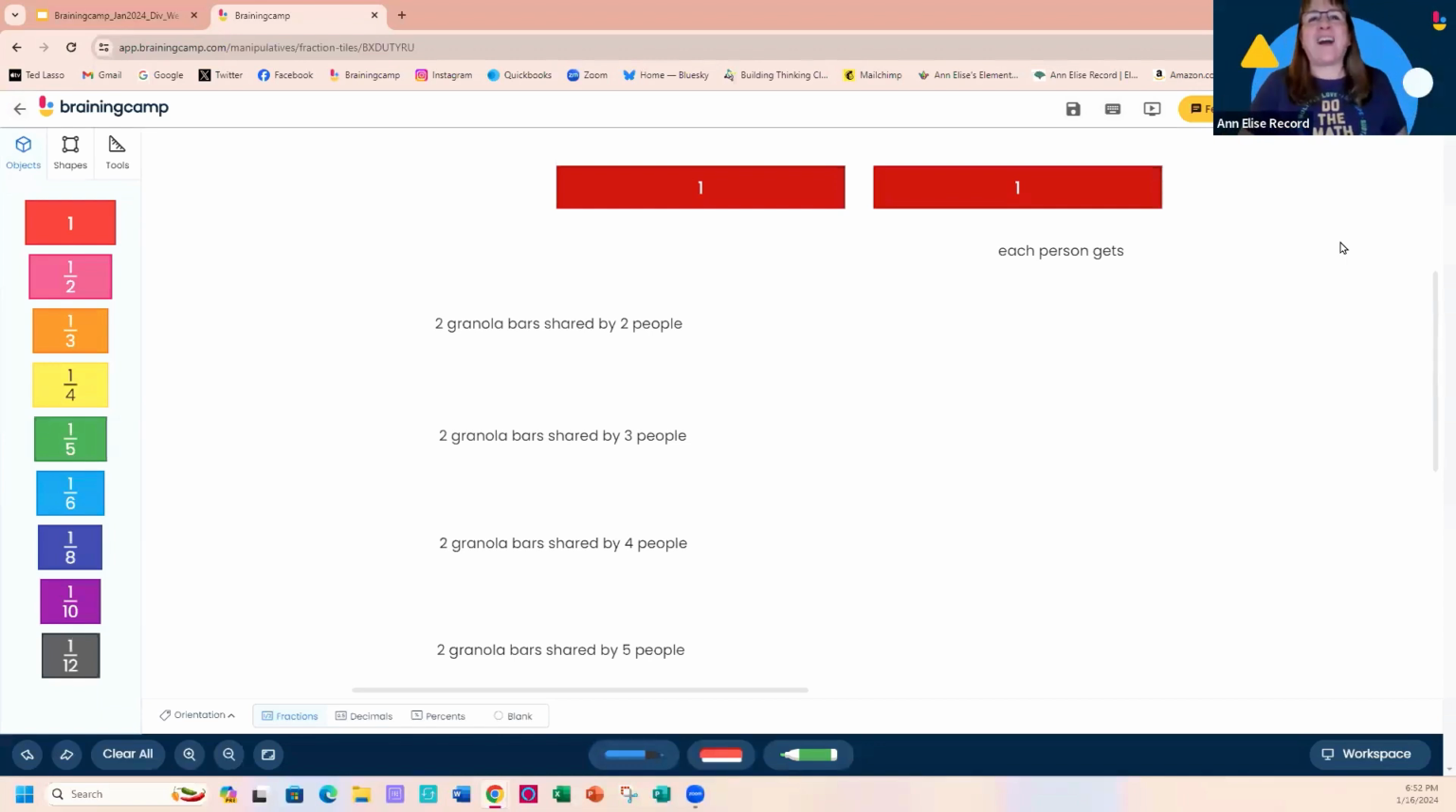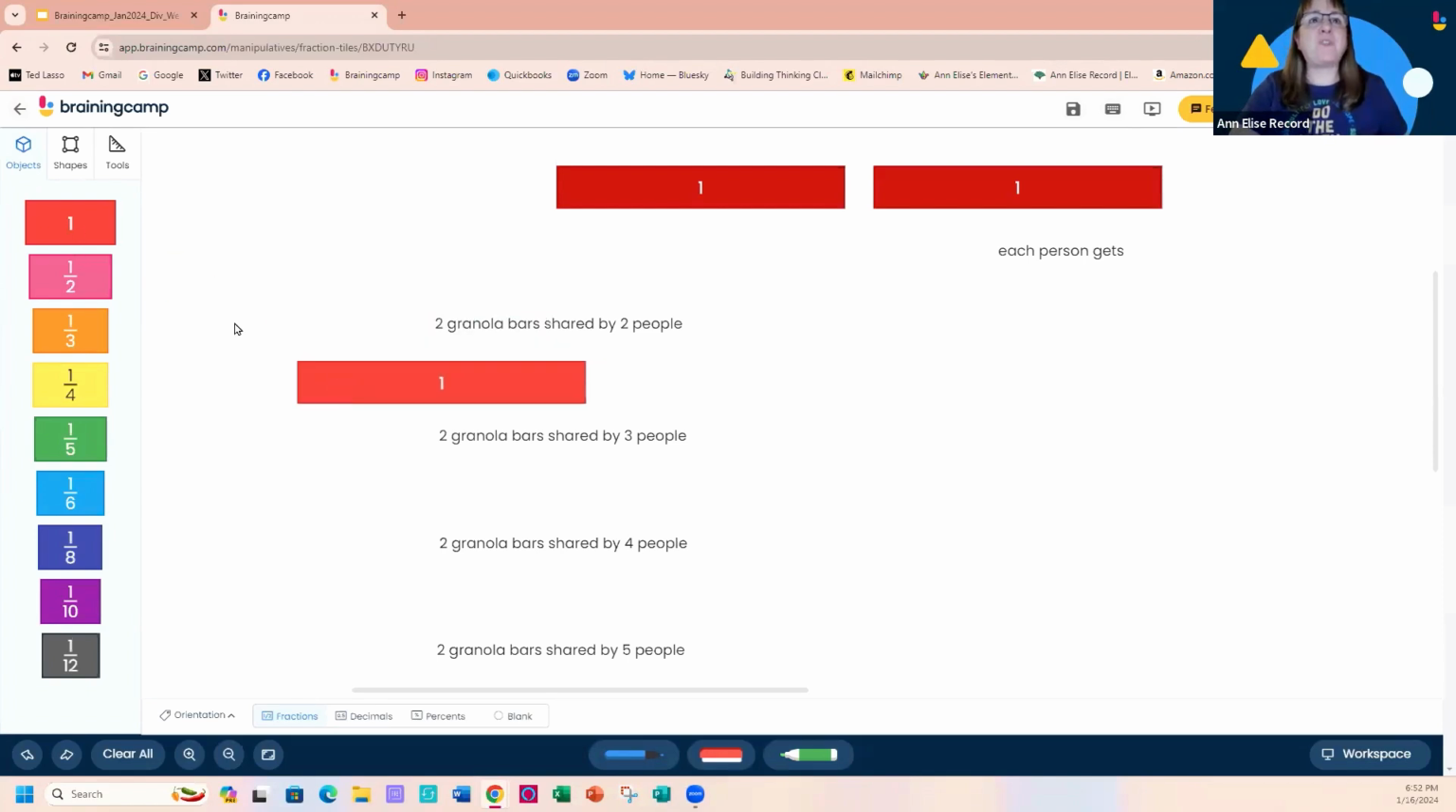All right, so here's the context of 2 granola bars being shared by different amounts of people. So we have our 2 granola bars, of course, these are the fraction tiles. I also love fraction tiles, although I also love using them when they're upside down because you can make the whole be different ones of them. You're limited to the one being the whole with the fraction tiles. In the Cuisenaire rod app, you're allowed to change what rod you want to be the whole. Super powerful benefit with Brainingcamp.